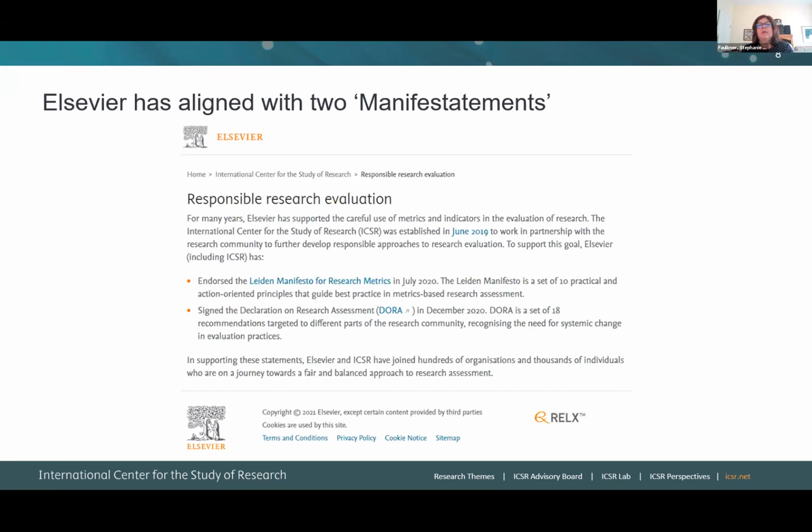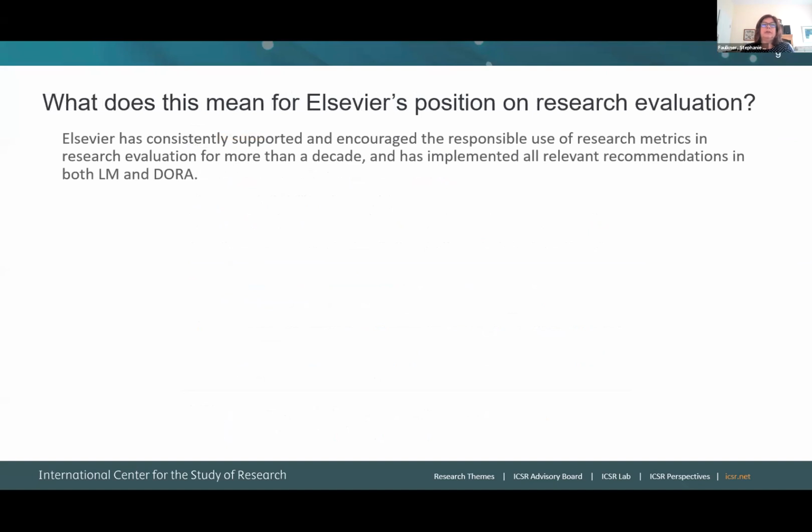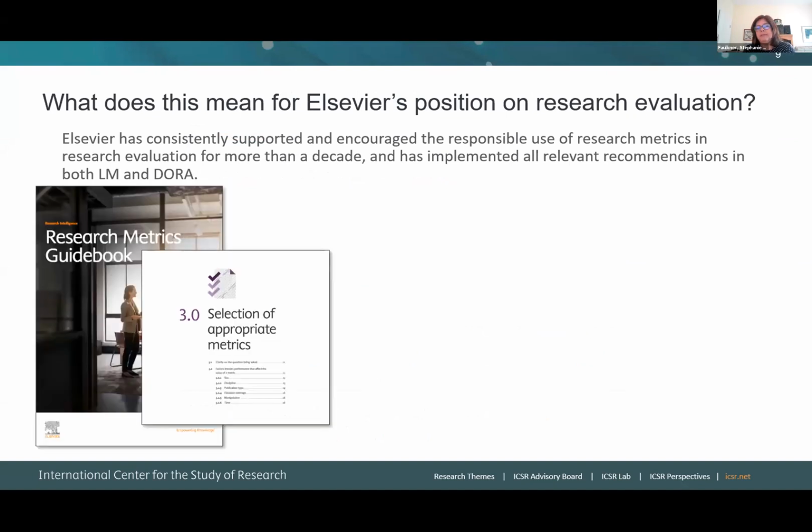So I want to talk a little bit about what Elsevier has done over the past few years. As I said earlier, we've supported and encouraged the responsible use of metrics and responsible research evaluation and assessment. But I want to highlight some things we've changed recently, especially in light of these manifesto statements that have come out. So for a long time, Elsevier's published this document called the Research Metrics Guidebook, and it's primarily in a product called SciVal, but the guidebook is actually free and available to anyone, regardless of whether you subscribe to SciVal or not. And it covers all of the metrics that are in SciVal and in Scopus and across the whole Elsevier ecosystem. There's many products that have other metrics.